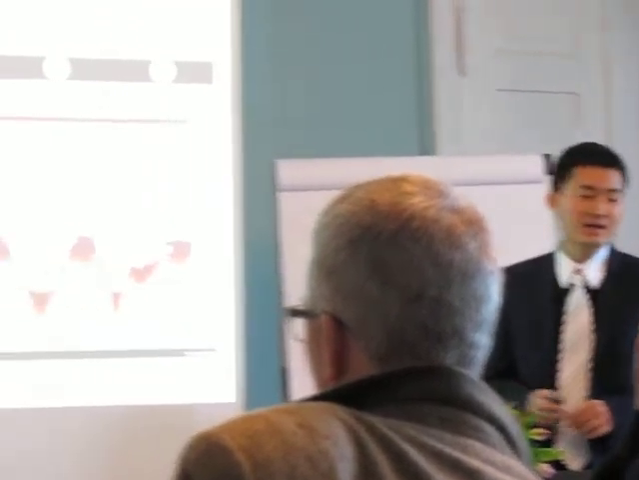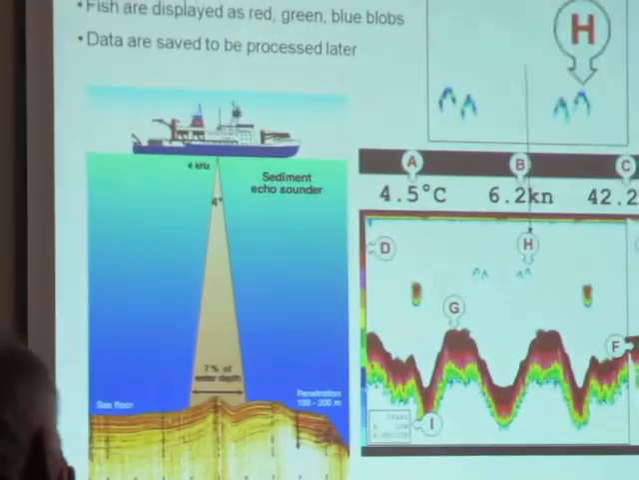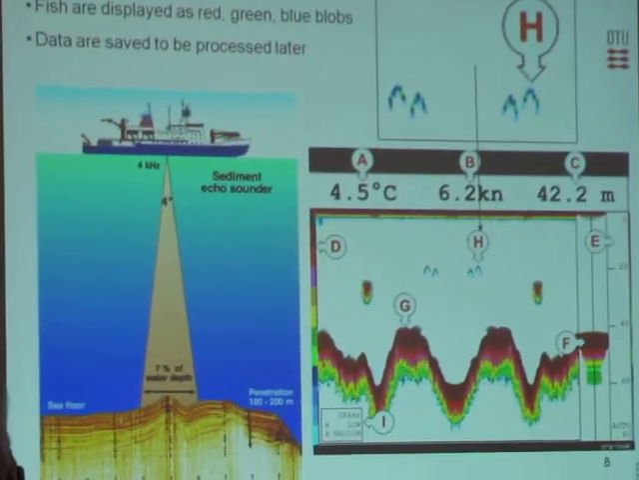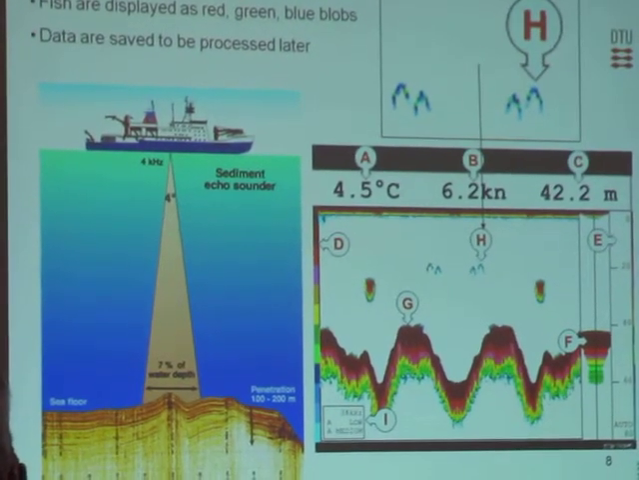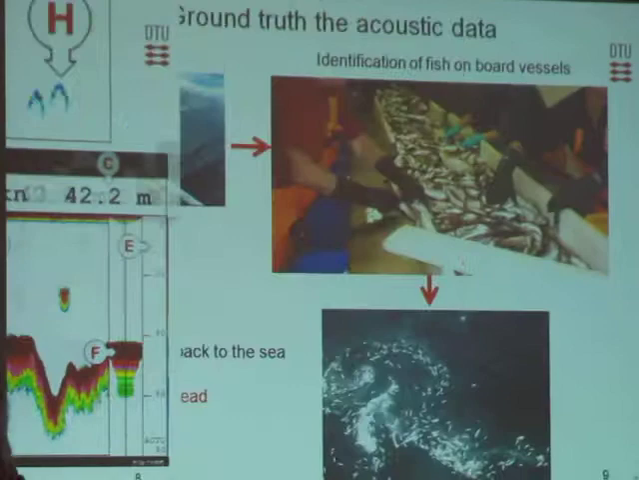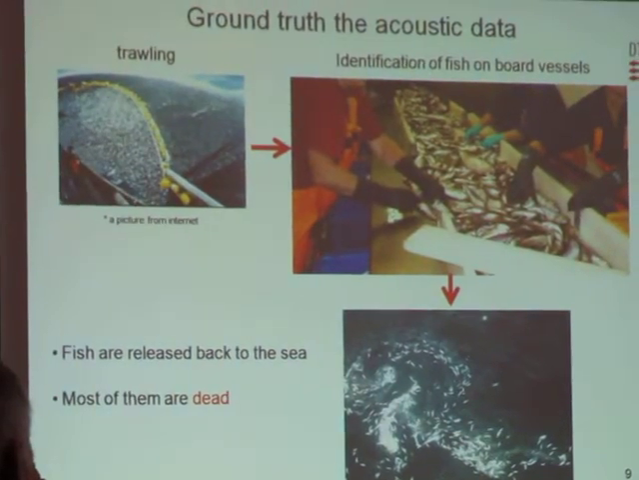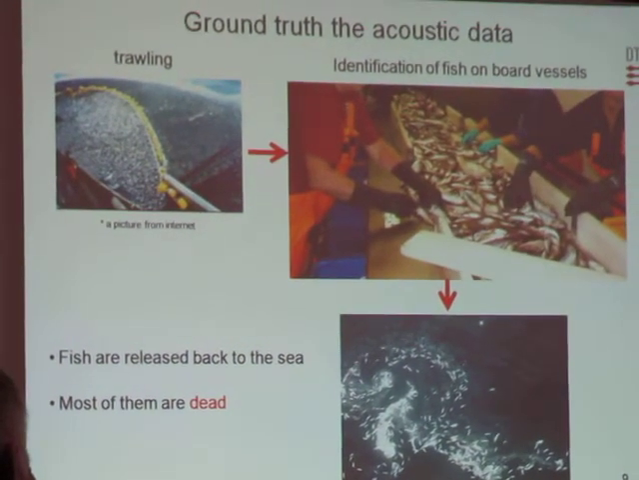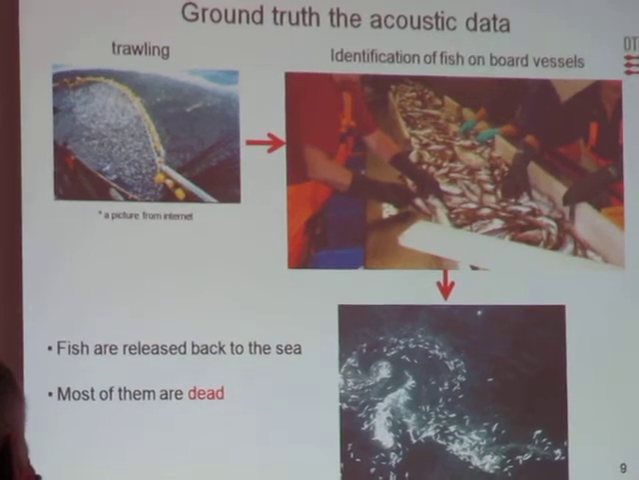The data of the fish are usually displayed as red, green, blue blobs, and the data are saved to be processed later. To ground truth the acoustic data, trawling has to be done, and the identification of the marine organisms is done on board the vessels. The fish afterwards will be released back to the sea, but most of them are dead.